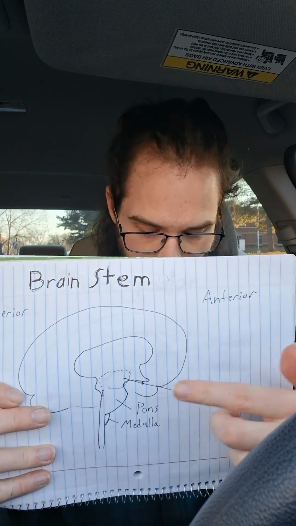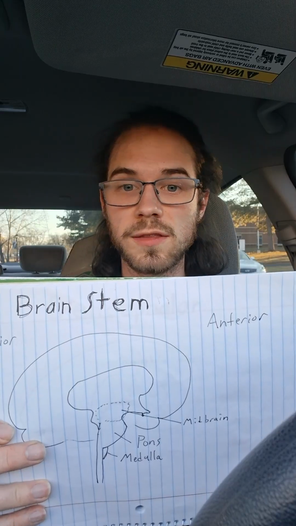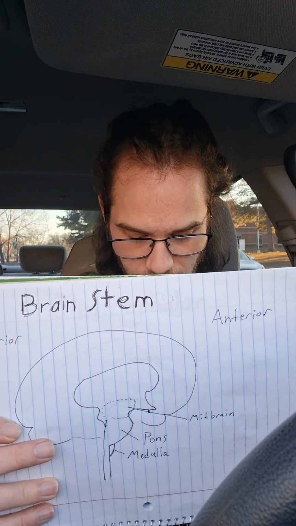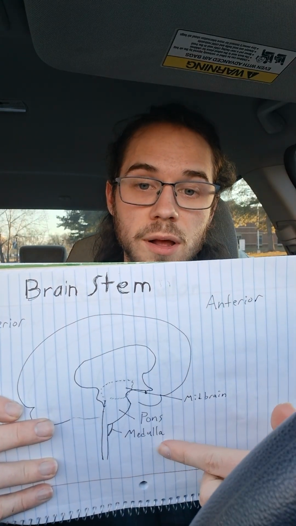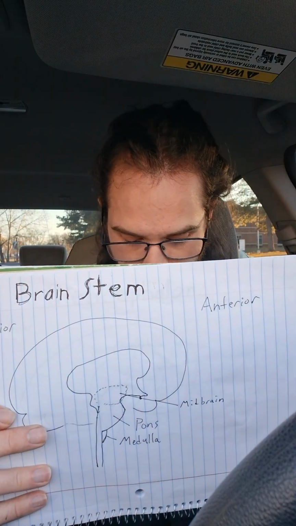We also have pons, which works in respiration, sleep, and posture, just kind of things more in the background. And then we also have the medulla oblongata right down here, which works at regulating heart rate, blood pressure, and breathing rates.